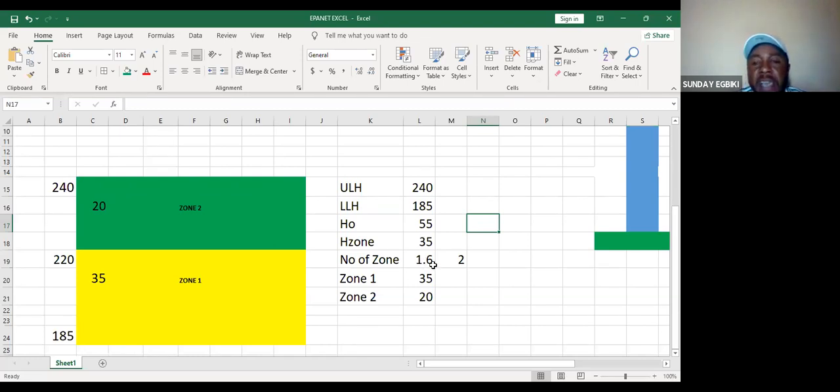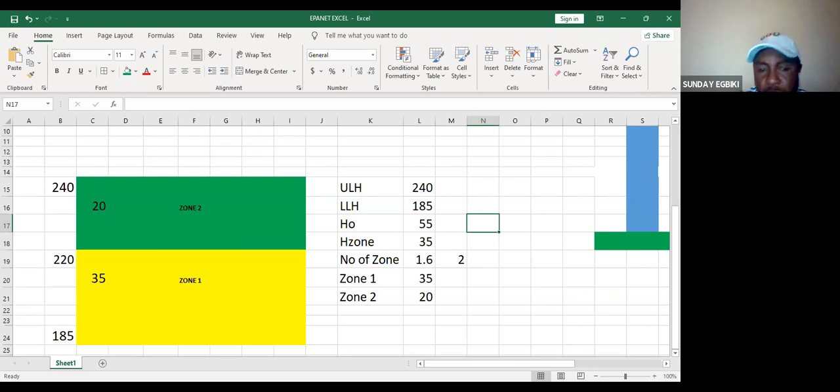1.6, a zone cannot be a half. I will just adopt 2. What that means is that in that estate, I'm going to have 2 pressure zones. I'm going to have 2 overhead tanks. One will be at zone 1, and the other one will be at zone 2. That is the way you can calculate the number of overhead tanks you have in an estate.